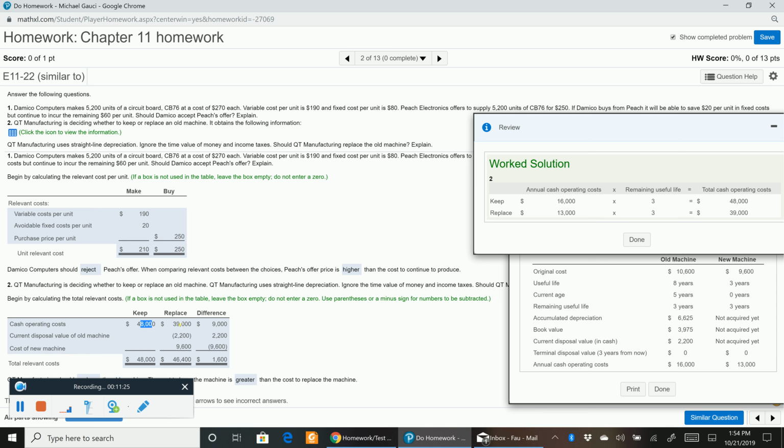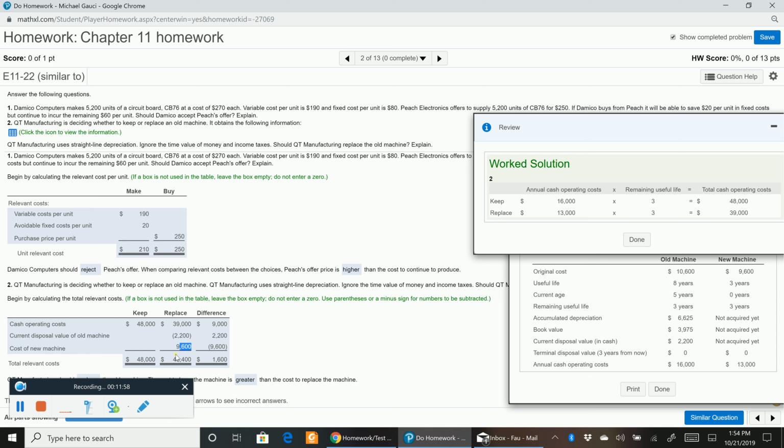Versus replace it. If I replace it, my cash operating cost is only $13,000 a year times 3 more years, or $39,000. But remember, if we replace it, what are we going to be able to do? We'll be able to sell our old machine for $2,200. So $39,000 cost minus the $2,200 we'd get from selling the old machine, and then we got to buy the new machine for $9,600. These are relevant costs because these are future costs that we would need to incur.